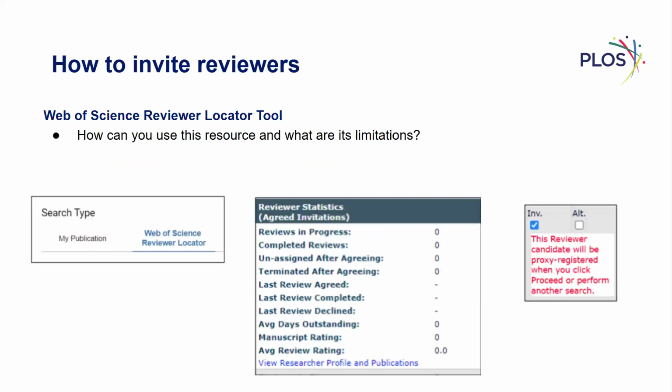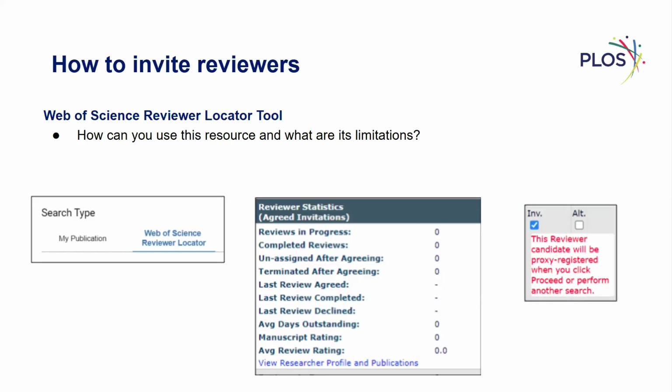There are many ways for you to find suitable researchers to invite for peer review. Firstly, there's the Web of Science Review Locator tool within EM. In Editorial Manager, when you click the action link Invite Reviewers, this tool will provide a list of suggested reviewers from the Web of Science database.